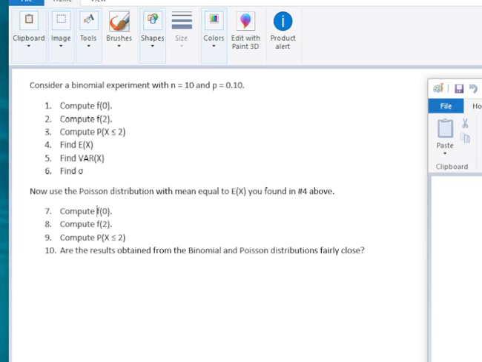Now we come to the Poisson distribution, and we're going to do number 7 all the way to number 9. Here it says we need to use the mean from the previous example, which was 1. So the expected value of x in the binomial experiment was 1. So our mu needs to be 1.